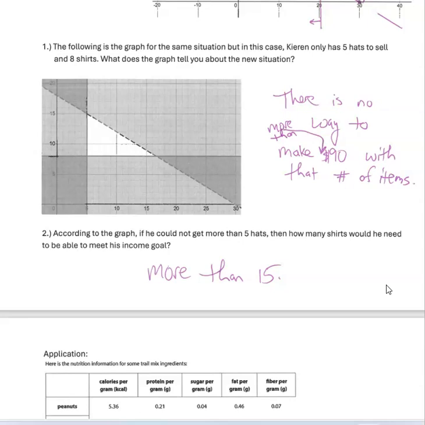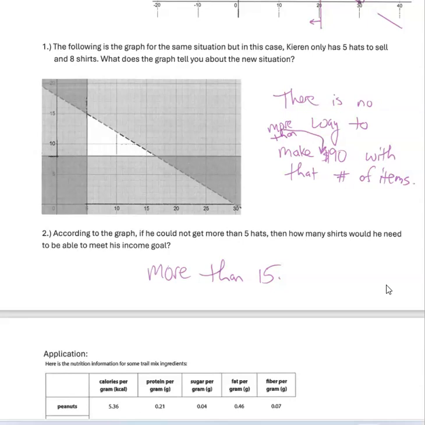If you think about this, it says $3 a hat, so the max you can make is 15 bucks off of hats. And then it says $5 for shirts. 5 times 8 is 40, and 40 plus 15 is 55. So the most she can make is $55 with that number of hats and shirts. She's supposed to be making 90. It says he, but it's supposed to say she.